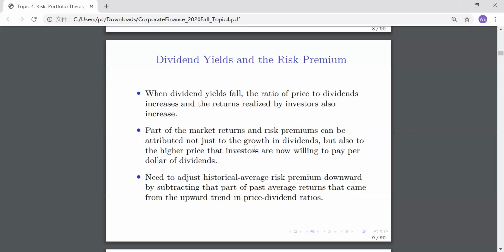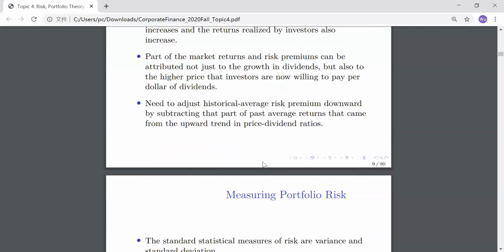It's not that dividend has been going up, dividend has been going down actually. It's just that investors' willingness to pay is going up. But this part you cannot easily extrapolate into the future. It could be that in the future investors are less willing to pay a higher price per dollar of dividends anymore. It is always possible. But that's why we need to adjust the risk premium to reflect the true fundamental trend of the stock prices.